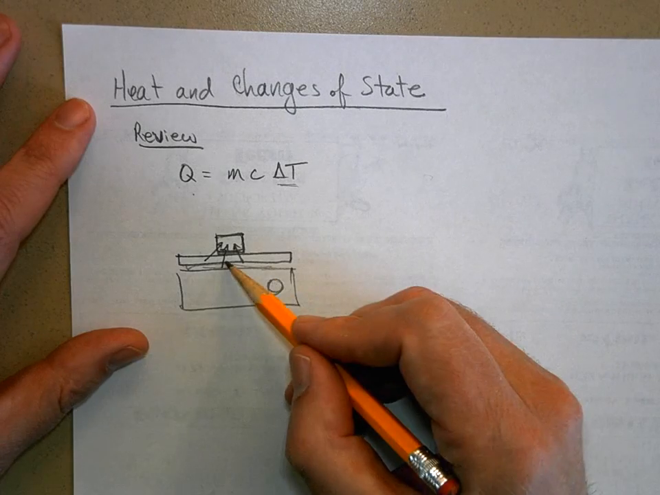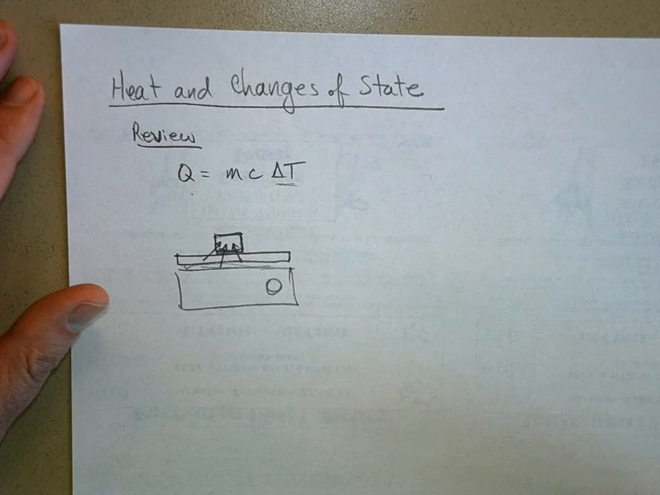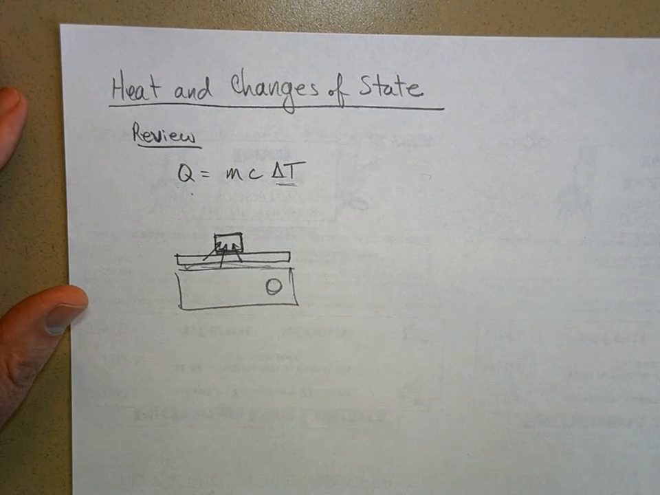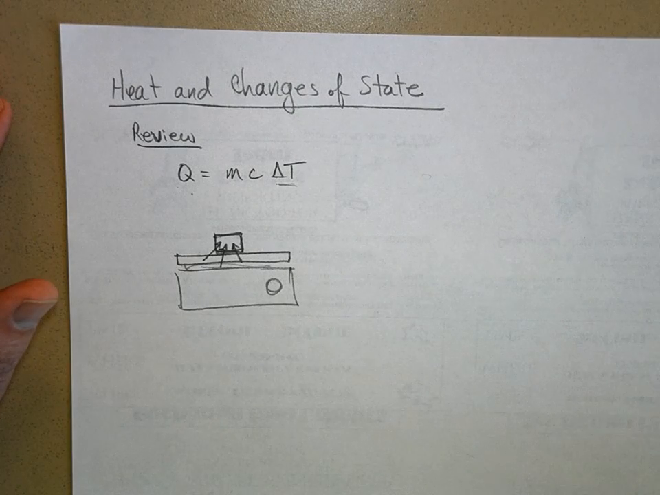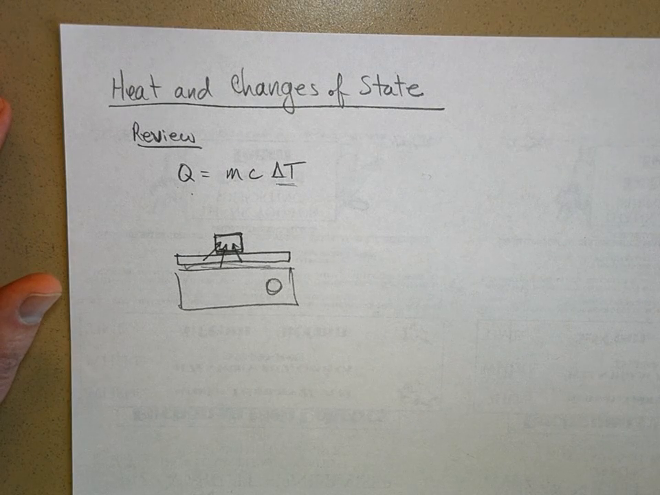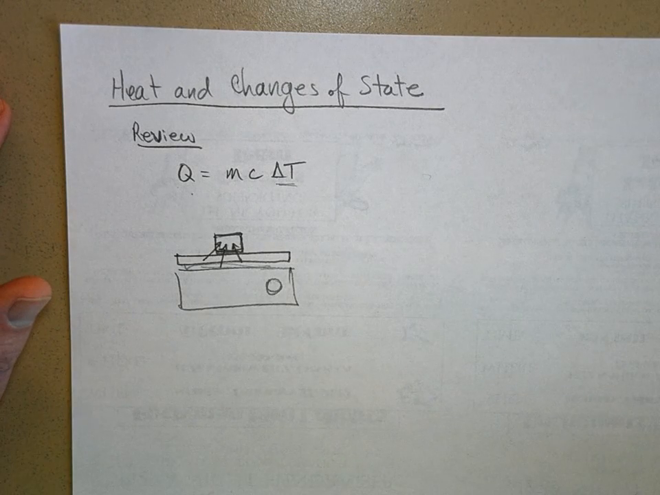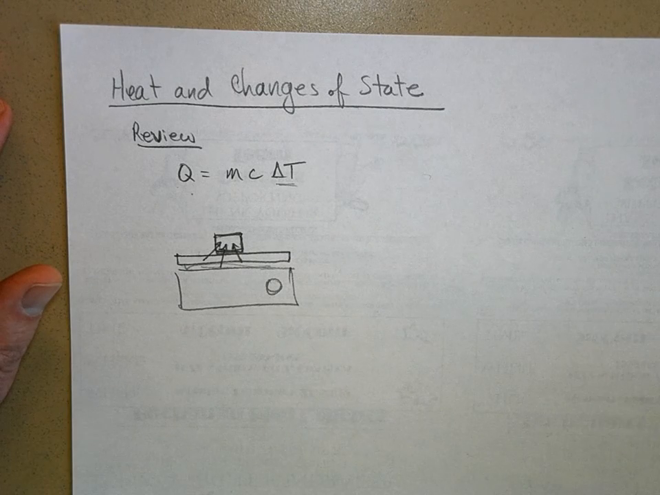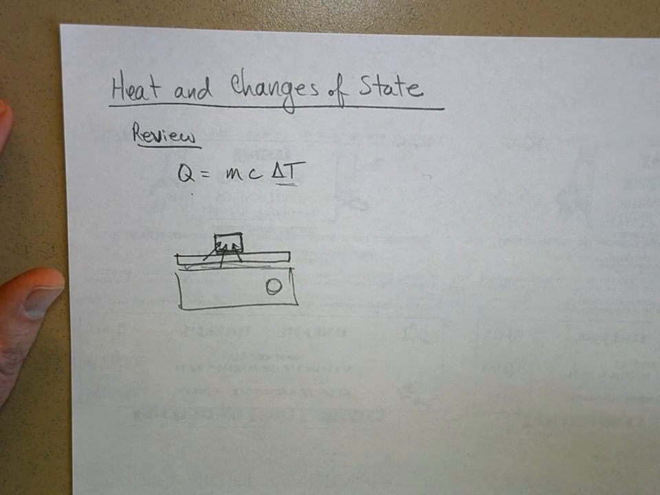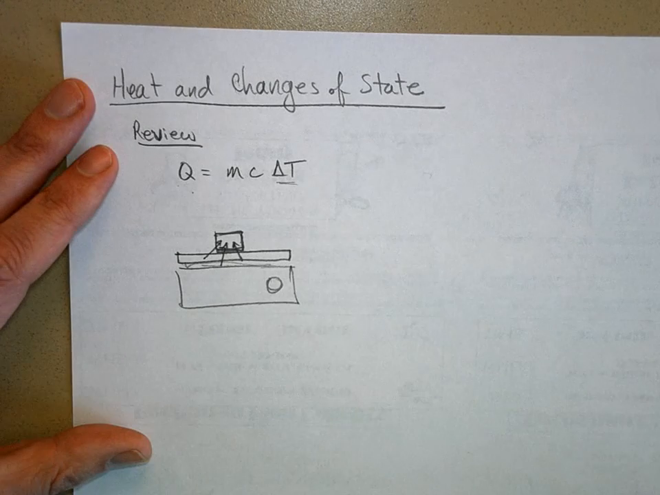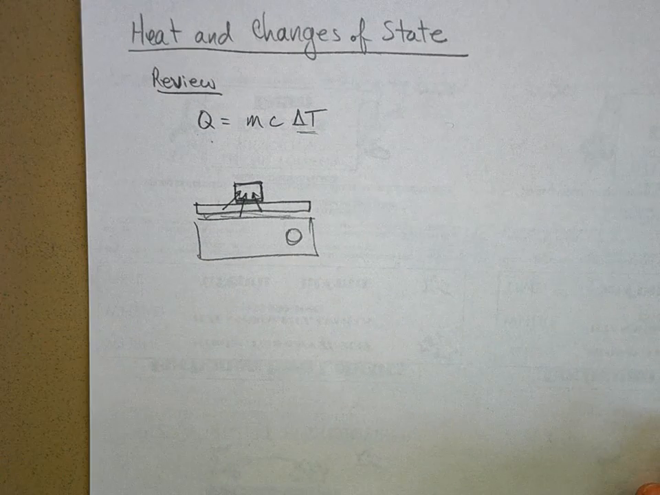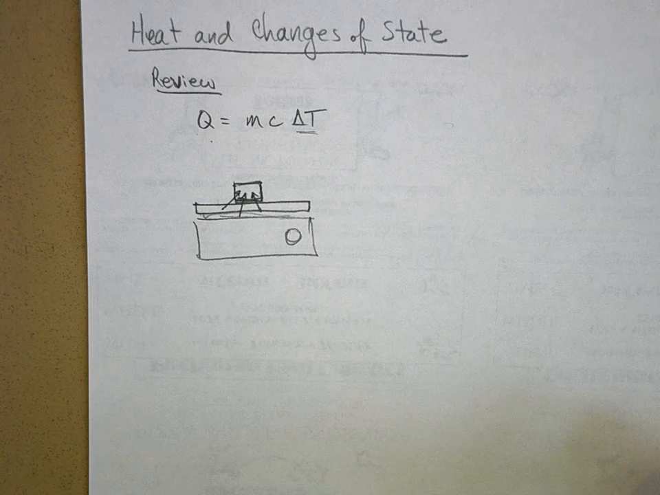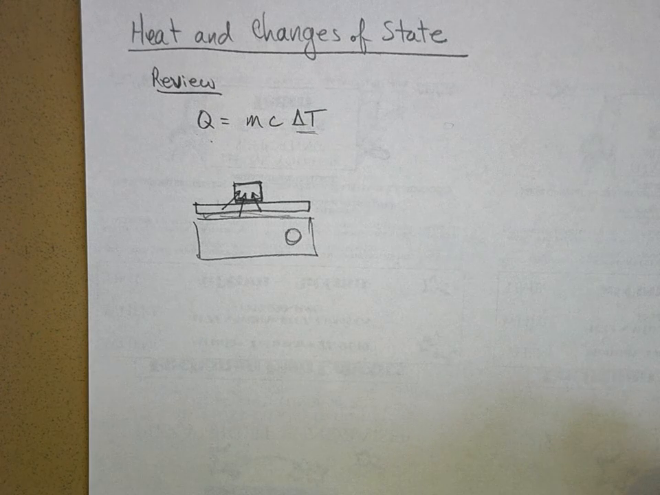So heat will flow into it and raise its temperature. But then when you get to a certain temperature, 0 degrees Celsius, then it will start to melt. And during the melting process, the temperature will stay constant. And that's what we're going to talk about right now. So let's first talk about the heat. It's called the heat of fusion.